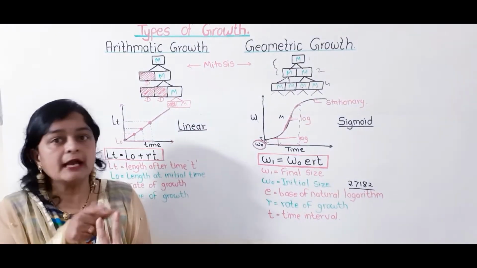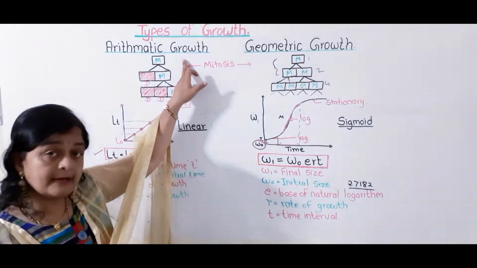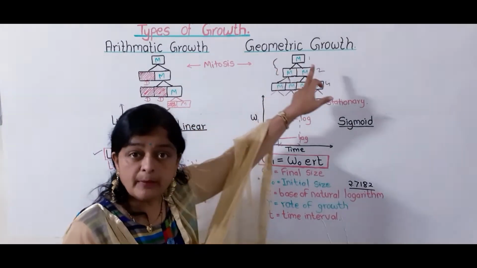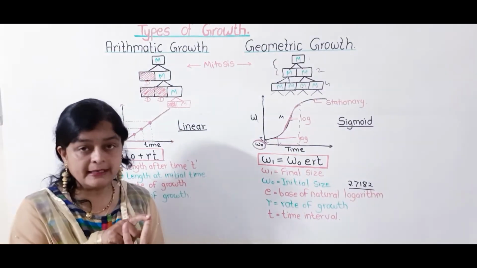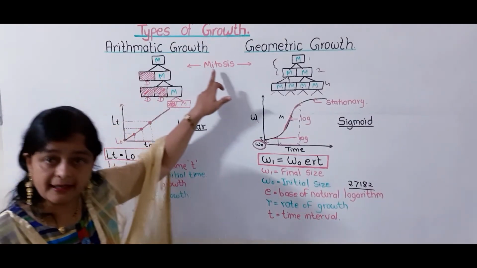There are two types of growth. The first type is arithmetic growth and the other one is geometric growth. Okay, AG, arithmetic growth, and geometric growth. First of all, I'll explain the meaning of arithmetic growth.